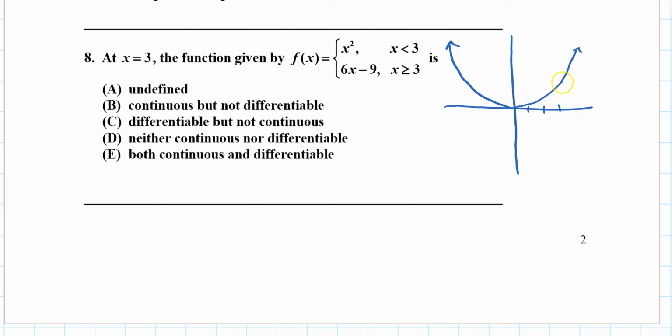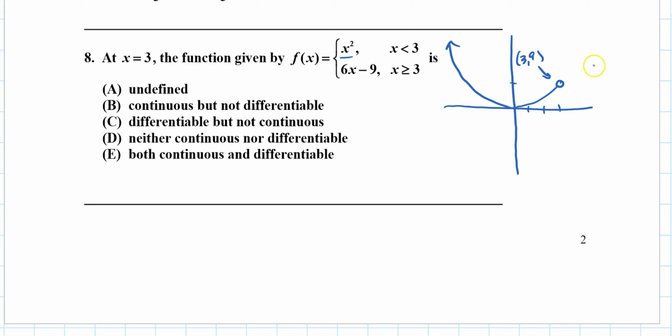And this parabola stops when x is equal to 3. So there's an open hole right there. But we know that that ordered pair should be, because it's a parabola, 3 comma 9, because it's x squared. So all the way up until that point, it's defined. Okay. Then we switch to the other part of the piecewise, 6x minus 9.